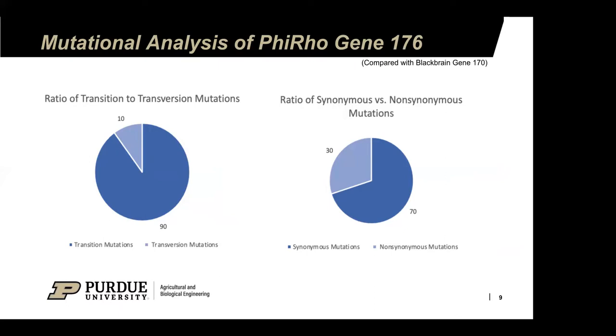We also looked at the ratio of synonymous to non-synonymous mutations. Synonymous is when there is a mutation, but the amino acid doesn't change, whereas with non-synonymous, it does change. And we found that the synonymous mutations were 70% of those mutations, whereas non-synonymous were only 30%. But again, there weren't that many mutations, which means the sequence was pretty much conserved.